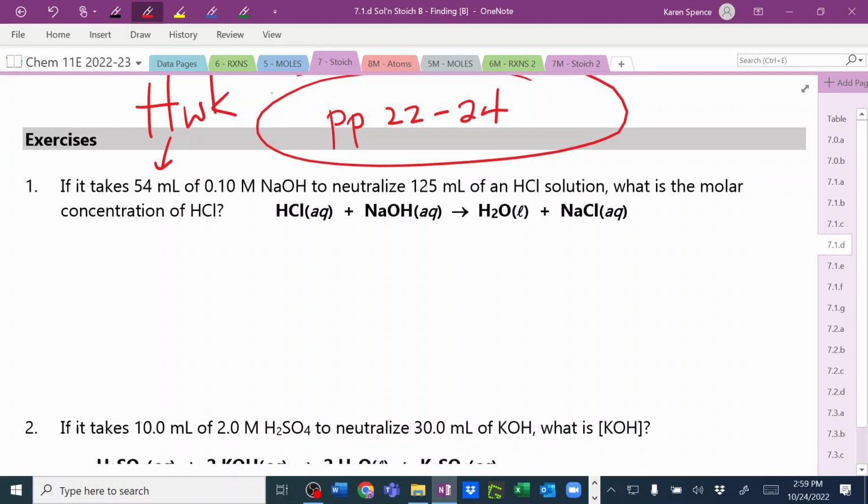Is it just going to be solving problems, or is it going to be definitions? Solving problems.